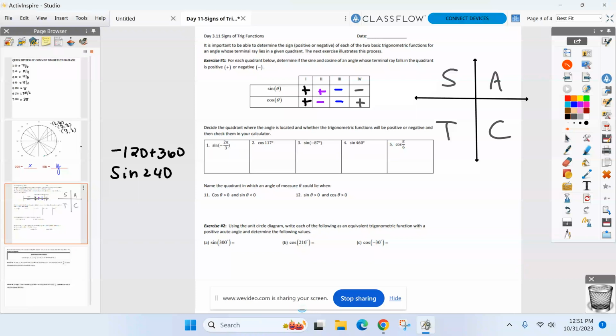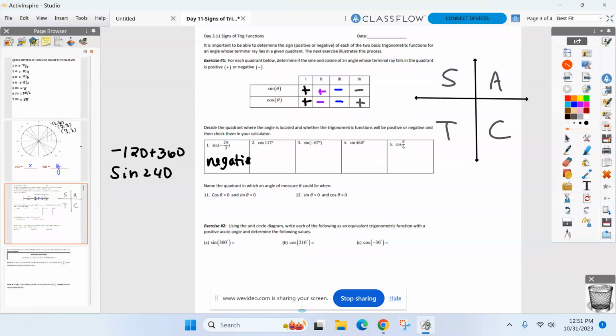Ready? Where's 240? Quadrant 3. What's the only thing positive in quadrant 3? Tangent. So what do I know about sine? It should be negative. Yep. Now, could I have typed that in my calculator and seen the negative decimal? Yep. But I'd rather you guys understand it first.